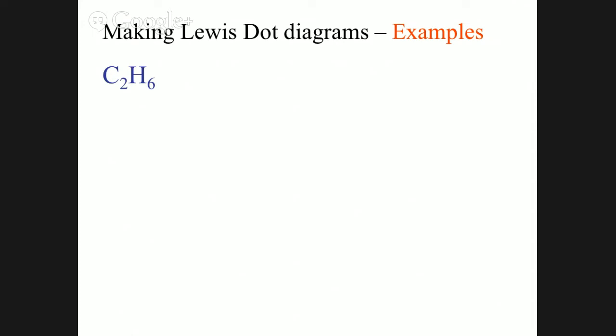So let's look at a couple of examples here. Okay, C2H6. Step 1, how many dots? Okay, well, how many dots is a carbon going to have?